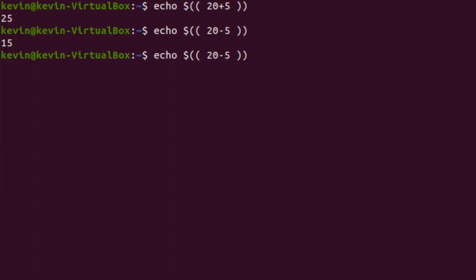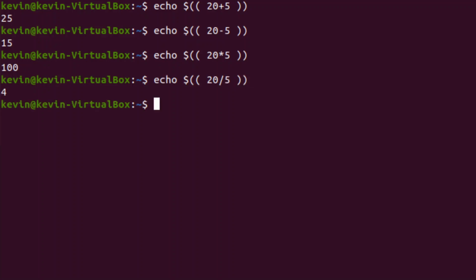I can do a multiplication, or star or splat, which is multiplication. 100. I can do a division, which is a forward slash, which is 4. I can try and do that modulus, and it's going to give me the remainder. Remember, it's not actually going to divide by 5, it's going to give me the remainder. So what's the remainder going to be? Well, 0, right? 5 divides into 20 evenly, so there's a 0 remainder.